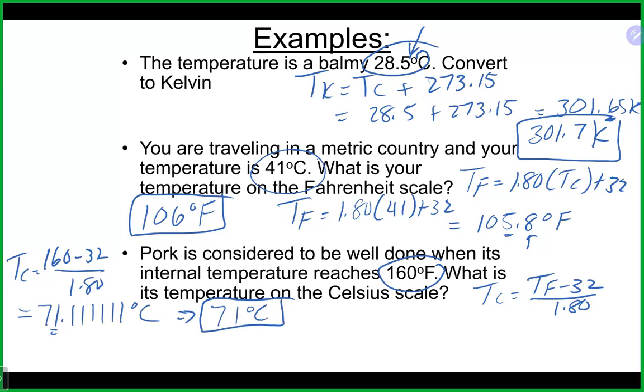A couple of calculator reminders, especially on the last one. You probably don't want to punch all that in as one whole thing. My recommendation would be to do 160 minus 32, hit equals, and then divide by 1.8, and not try to punch it all in at once. You may end up with the wrong answer if you do that. Any questions on any of those?